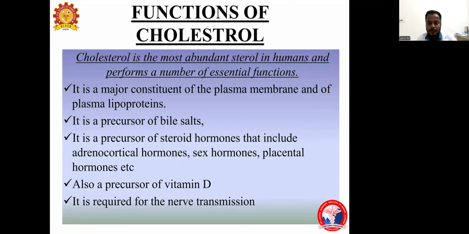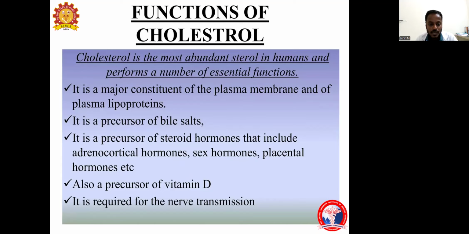Cholesterol is the most abundant steroid in the human. It performs a number of essential functions. We will see them one by one. It is a major constituent of the plasma membrane and of the plasma lipoprotein. It is a precursor for bile salts, and also a precursor for steroid hormones, including adrenocortical hormones, sex hormones, placental hormones and others. It is also the precursor for vitamin D. It is a precursor for nerve transmission. So those are all the important functions of cholesterol.